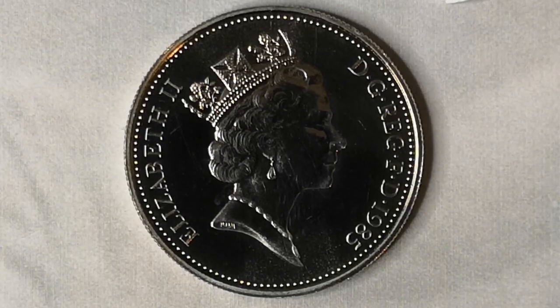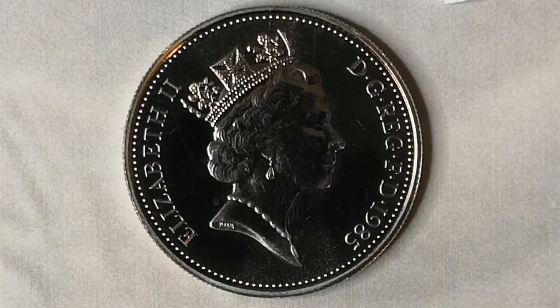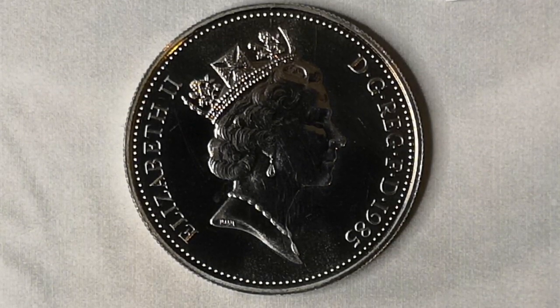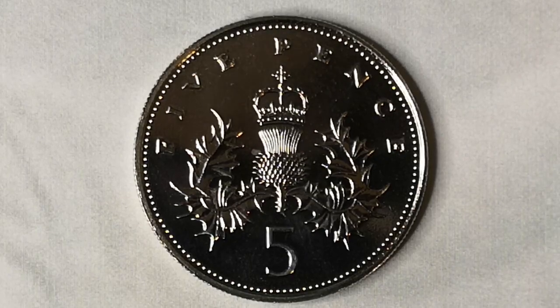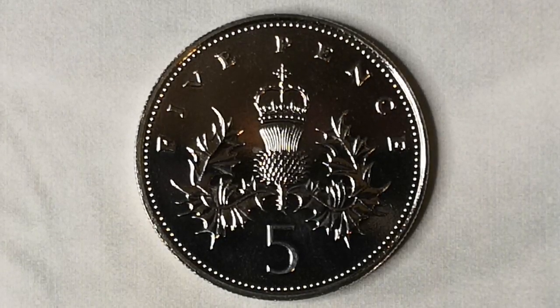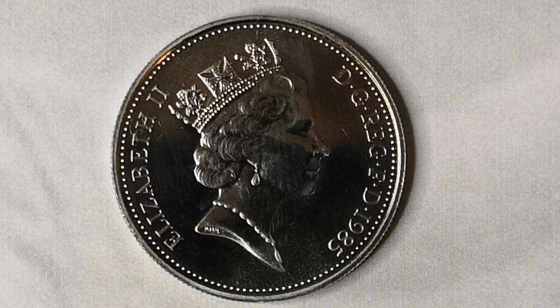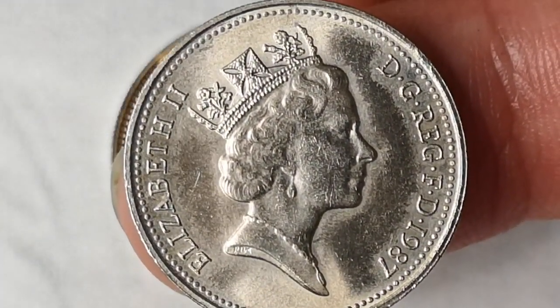Then in 1985, it's all changed again. We get a new portrait of the Queen, this time by Raphael David Maklouf. You can see it says Elizabeth II on the left and the Latin inscription and the date 1985 on the right. The reverse didn't change, it still says 5 pence on the crowned thistle. And 1985 and 1986 were mint sets and proof only, and it didn't come into circulation till 1987. There's a 1987 one from circulation.